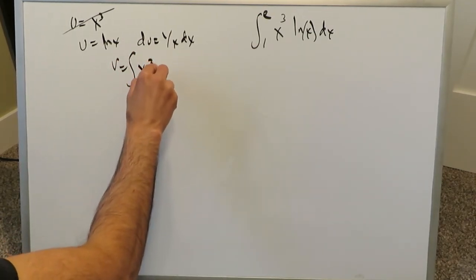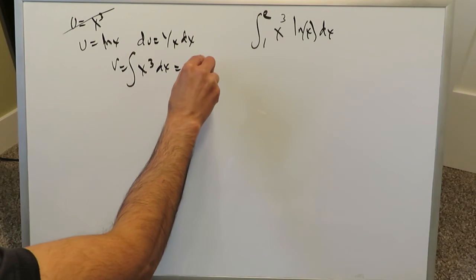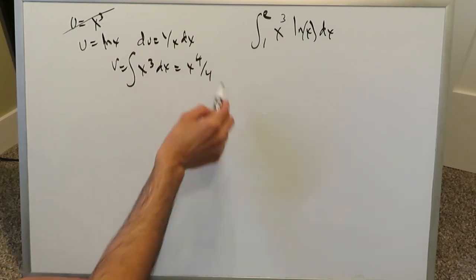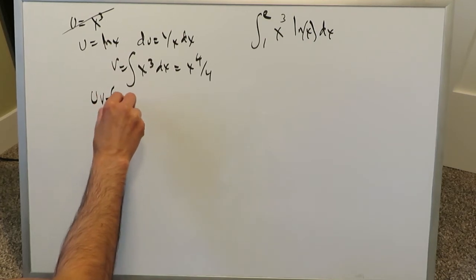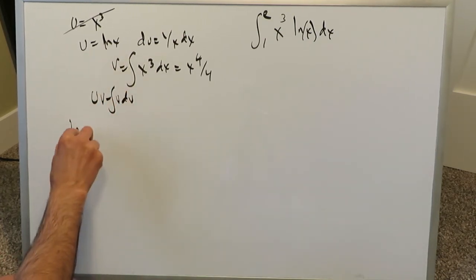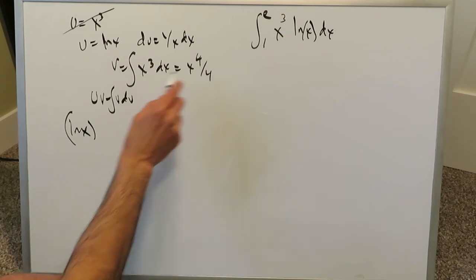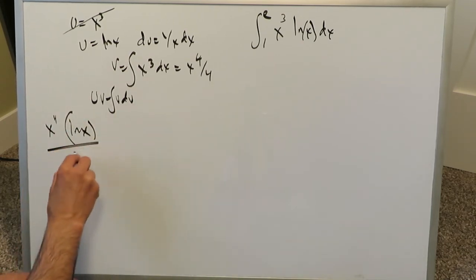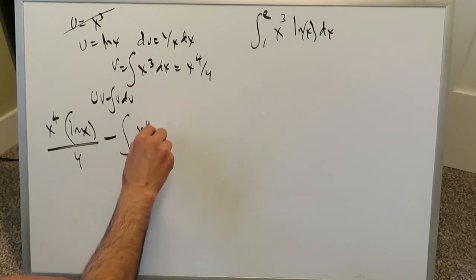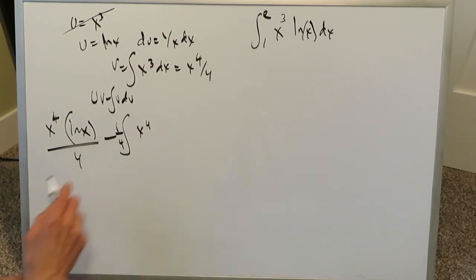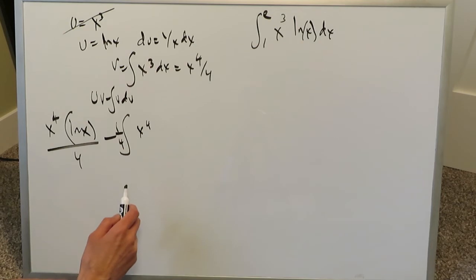and v is equal to the integral of what remains, x cubed dx, which is x to the 4 over 4, you know, the n plus 1 divided by n plus 1. Now you put everything into this format, uv minus integral v du. u is ln x. v is x to the 4th over 4, but I'm bringing this 1 over 4 right out here. Nothing wrong with you doing that.